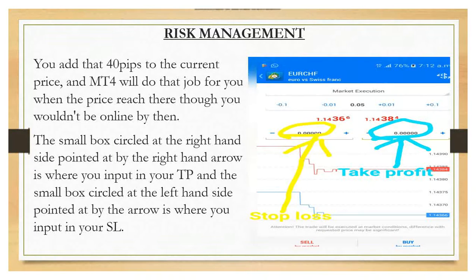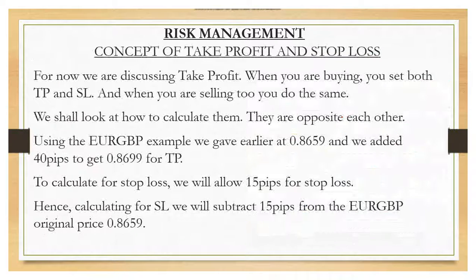You add that 40 pips to the current price and MT4 will do that job for you when the price reaches there, though you wouldn't be online by then. The small box circled at the right hand side, pointed at by the right hand arrow, is where you input your take profit, and the small box circled at the left hand side, pointed at by the arrow, is where you input your stop loss. For now we are discussing take profit.